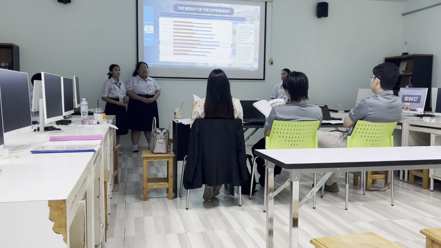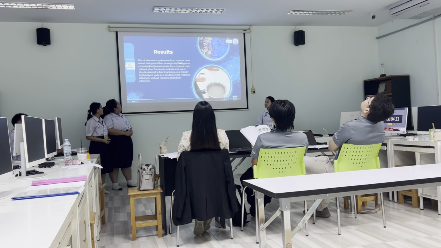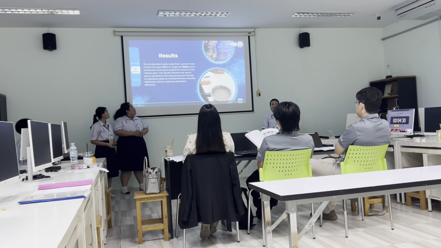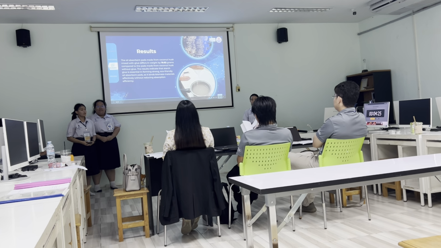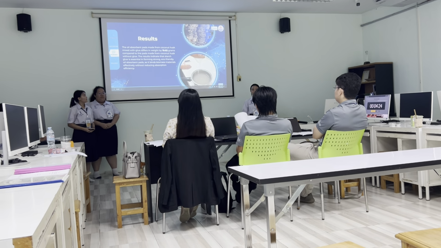Oil absorption efficiency of the oil absorbent pads ranges from lowest to highest. The oil absorbent pad made from coconut husk and the glue-only pad differ in weight by 19.6 grams. In contrast, the mango skin pad has equal or lower absorption. The result indicated that starch is essential in forming strong, eco-friendly oil absorbent pads made from biomass materials, effectively without reducing absorption efficiencies.